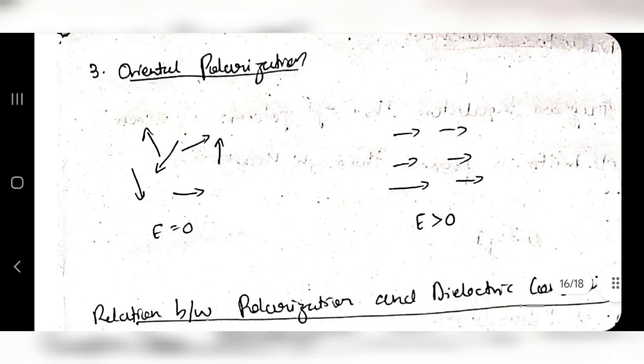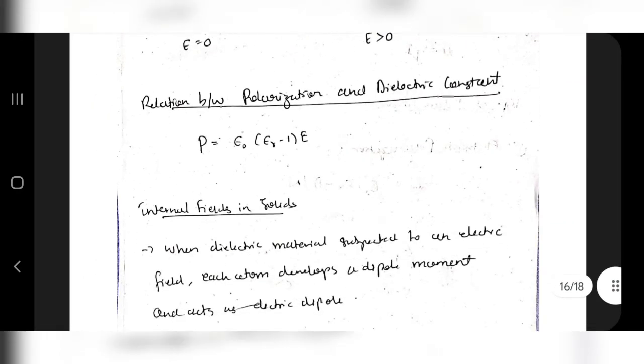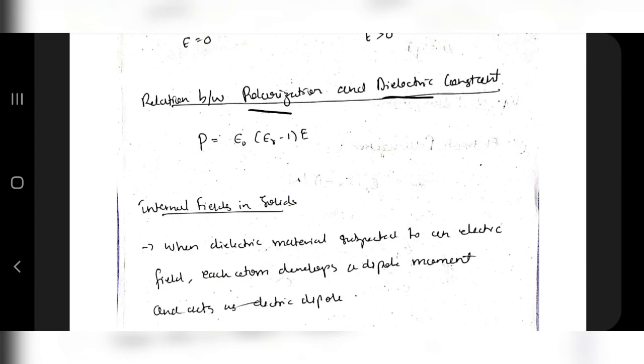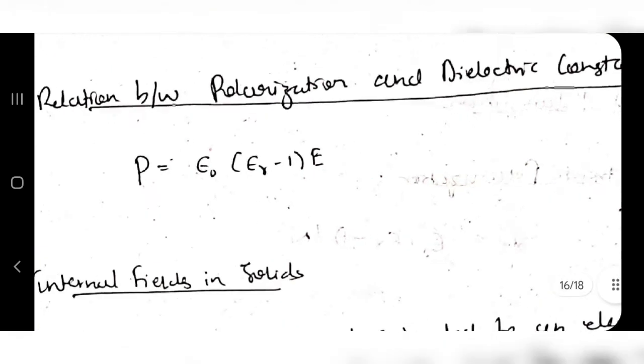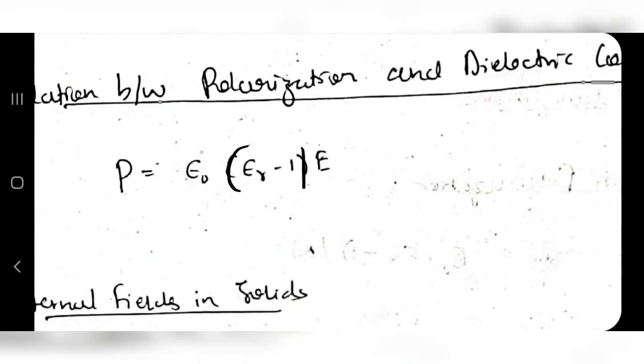And the orientational polarization means if the directions are different, in the presence of an electric field, they will be directed towards the same direction. Okay, so these were the types of polarization, and the relation between the polarization and dielectric constant is as follows. Polarization is represented as P, and this is the dielectric constant for free space, and this for the relative medium. So it will be equal to E naught into ER minus 1 into E.